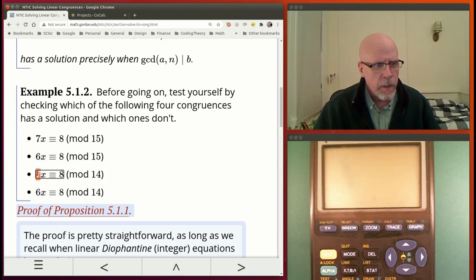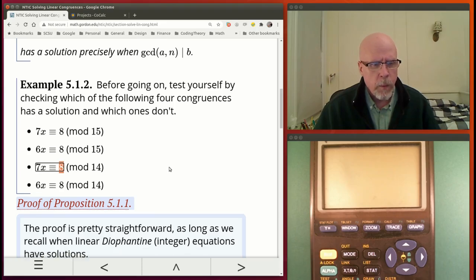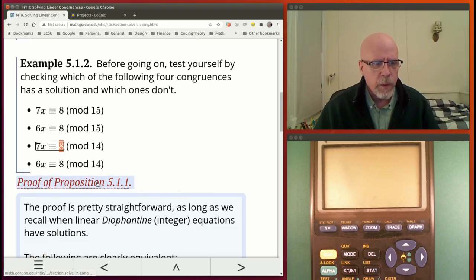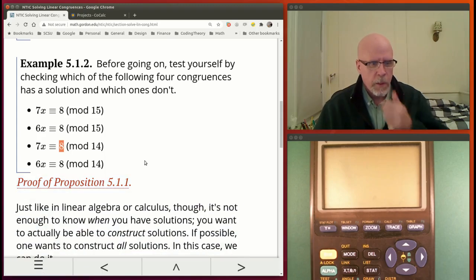Here we have 7 and 14 as the numbers, and those clearly have a GCD of 7. Does 7 divide into 8? Nope, so no solutions. 6 and 14 do have a GCD, I think it's just 2, though. They're both even. But 2 divides into 8, so this last one should have solutions. Now let's look at the proof of this proposition because it's instructive what they do.